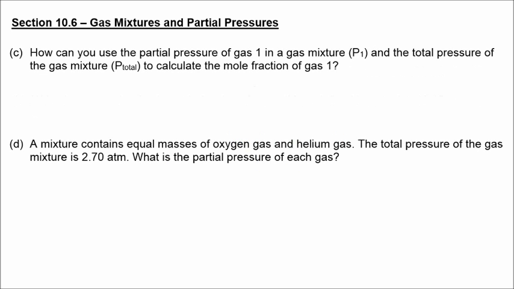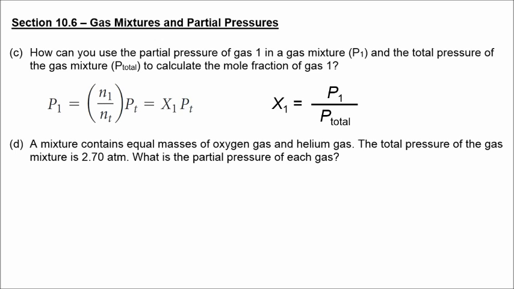How can we use the partial pressure of a gas in a mixture, which is called P1, and then the total pressure of the gas mixture, P total, to calculate the mole fraction? Well, remember that mole ratios are proportional to pressure ratios. So if we know the partial pressure of one gas and we divide that by the total pressure, that would be the same as the moles divided by total moles. So pressure ratios are proportional to mole ratios.